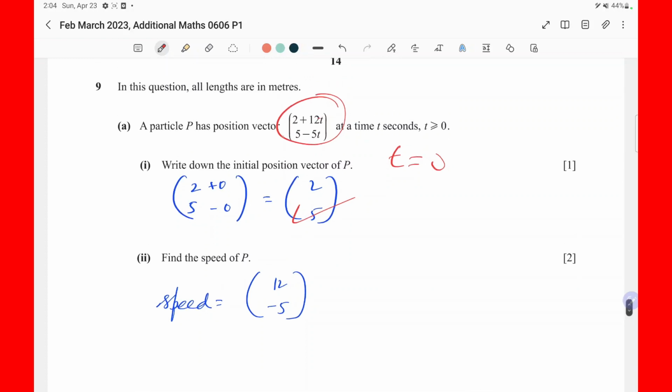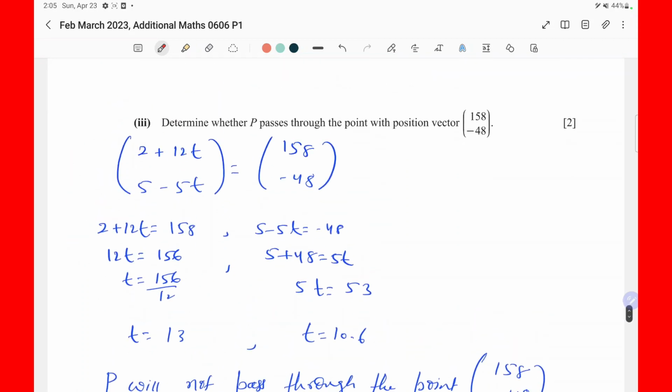Speed: for speed, just differentiate that. The differentiation of 2 plus 12t is 12, and the differentiation of 5 minus 5t is minus 5. So 12 and minus 5.